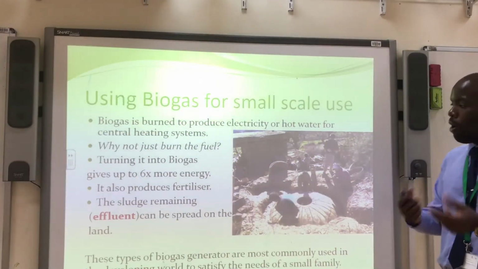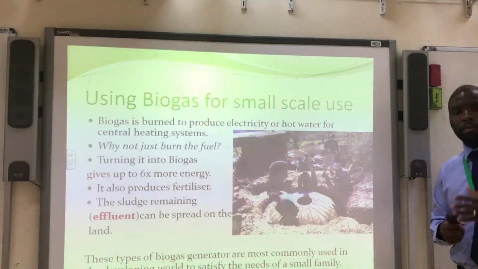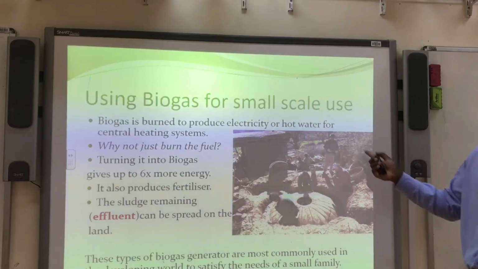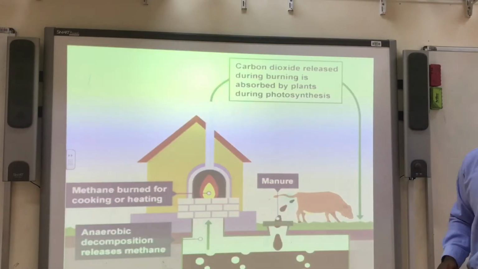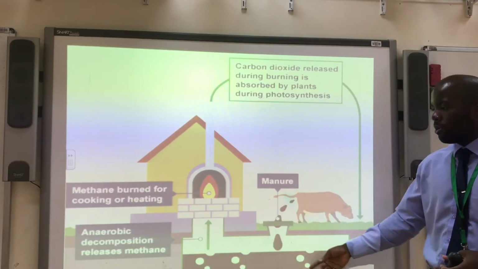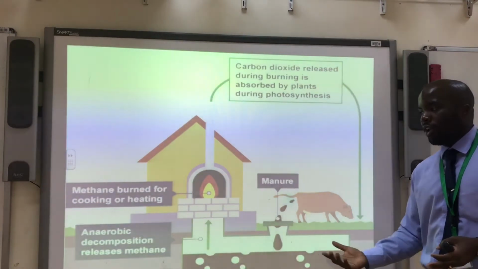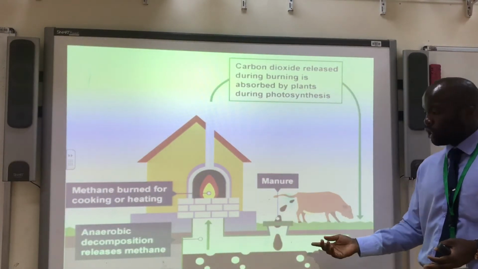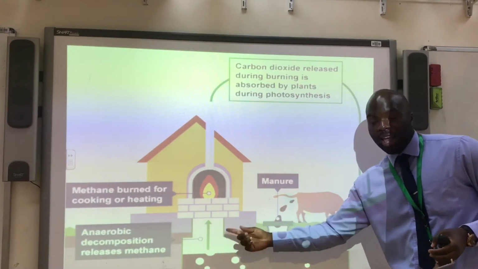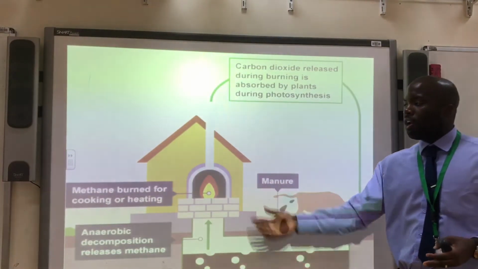And a lot of countries use biogas generators. Now, types of biogas generators are mainly found in developing countries. And this is an example of a small-scale biogas generator. If we look here at how it can be used, in this case we're using manure. The manure goes into the biogas generator, and this biogas generator allows the anaerobic fermentation of the manure, so that methane is produced. This methane is burnt for cooking, heating homes, etc.